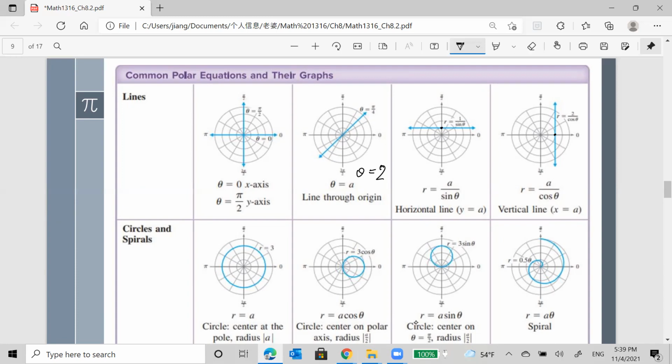Okay, sine is the same. This one is the same. If a is negative, the line is under the polar axis, here.